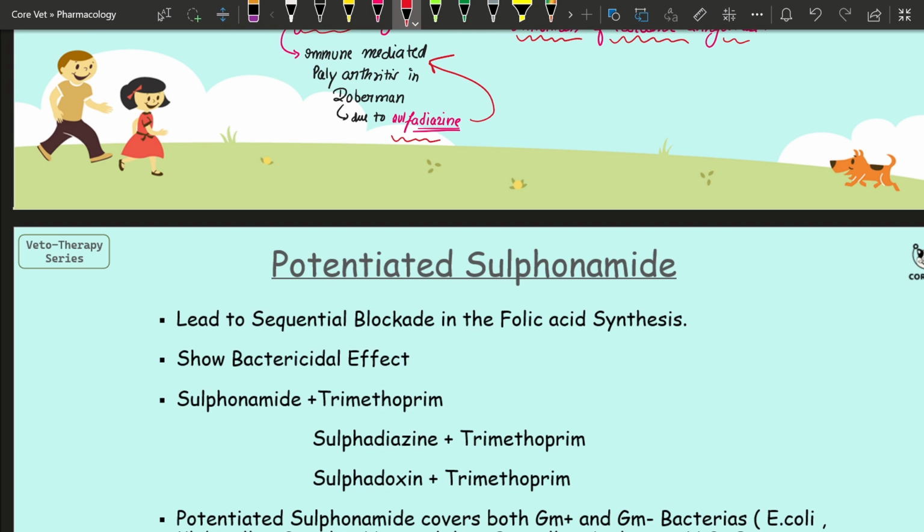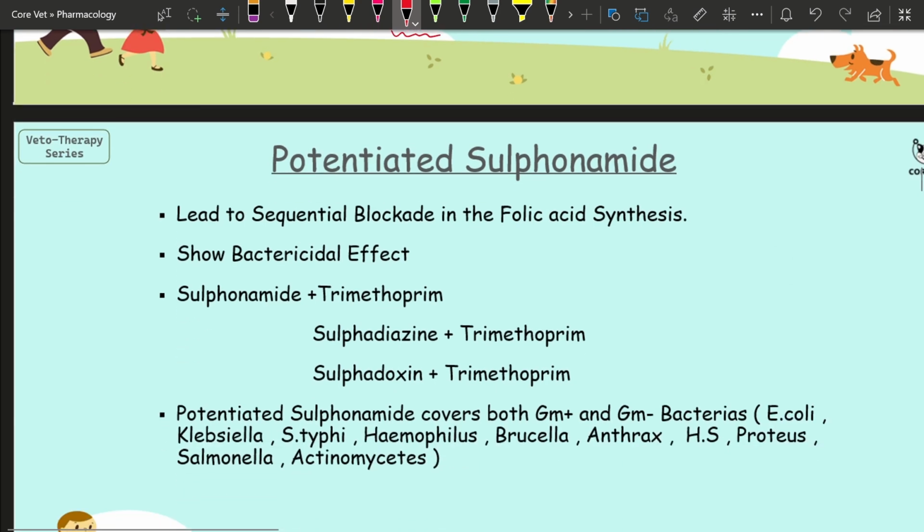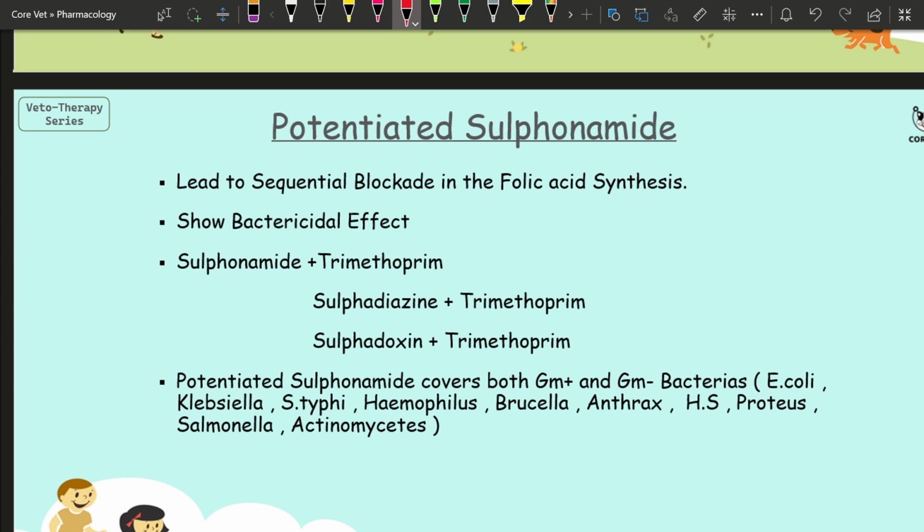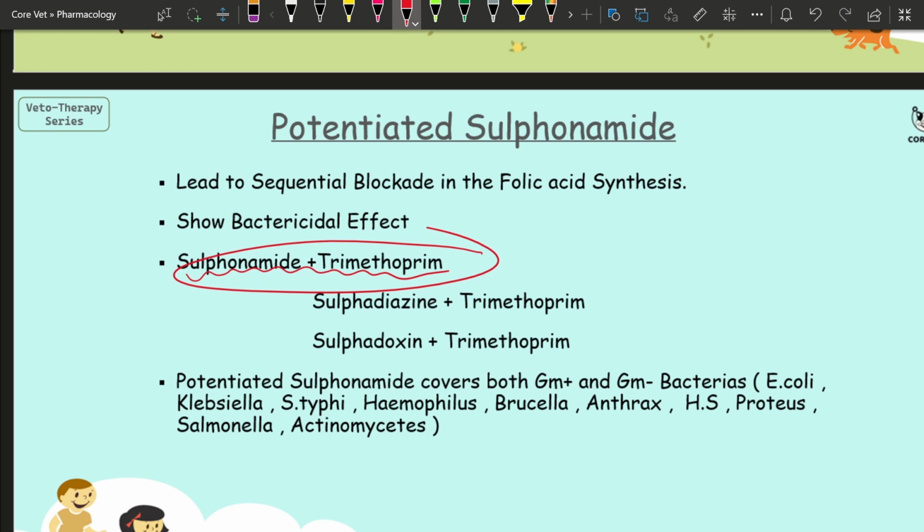Now, talking about the potentiation of the sulfonamide. I had told you in the general chemotherapy also why we combine two drugs. The importance of combining two drugs is to achieve synergism, to prevent the development of antibiotic resistance, and to reduce the dose of a particular class of drug, right? To attain synergism with the sulfonamide, we use the combination of trimethoprim along with the sulfonamide drug.